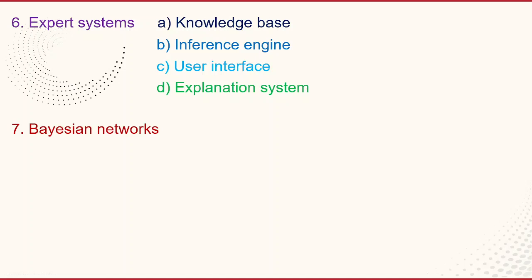Bayesian networks. These algorithms are used to model the probability of events based on known relationships between variables. They are commonly used in decision making and risk analysis. A Bayesian network is a type of probabilistic graphical model that is used to represent and reason about uncertainty in the system. It is based on the principles of Bayesian probability theory and uses a directed acyclic graph (DAG) to represent the probabilistic relationships between variables in the system.